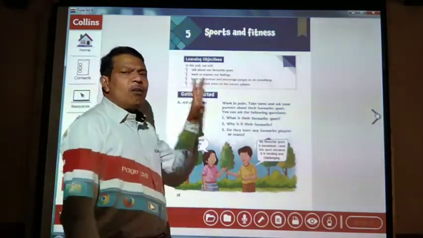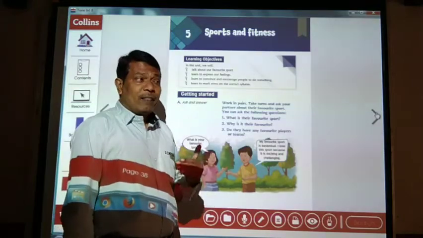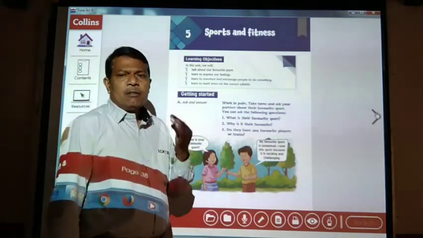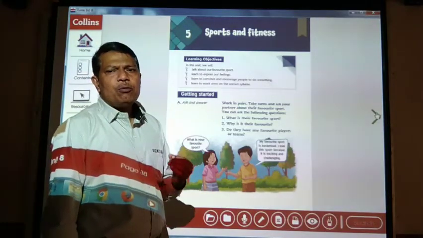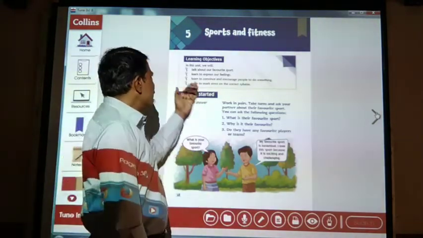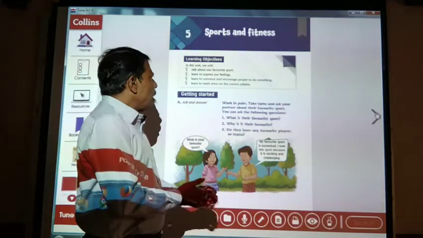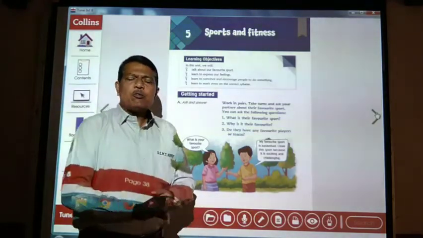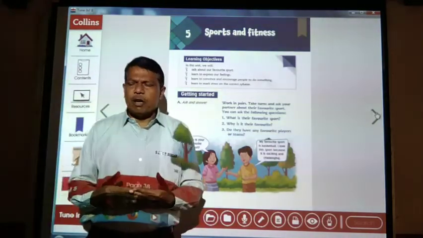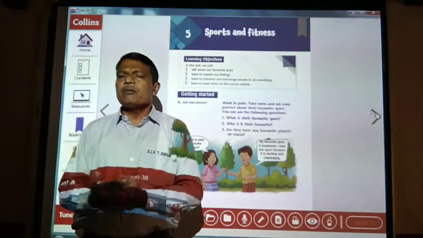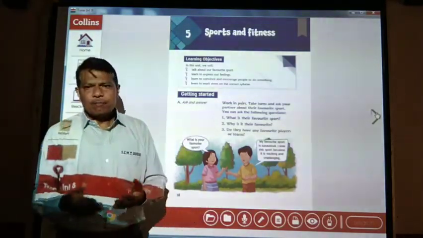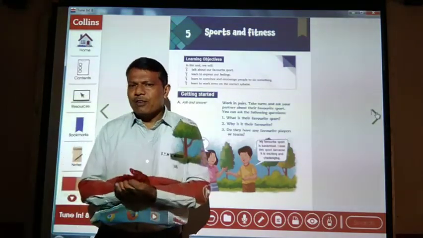So, some learning objectives also we see, and then at the end of the lesson we must see that these objectives are fulfilled. First of all, talk about our favorite sports. My favorite sport is, okay, you may have different ones, cricket, kho-kho, kabaddi and things like that.